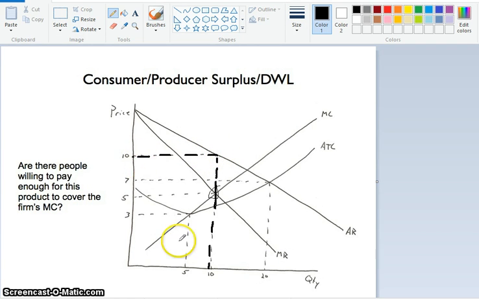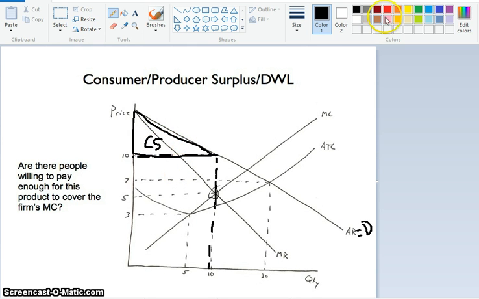Well, let me ask you this. We have the quantity, we have the price. Do we have a demand curve? Well, yes, we do. Our AR curve is our demand curve. It's our price. So your consumer surplus is right here. And it's pretty common that they'll ask you to find that.